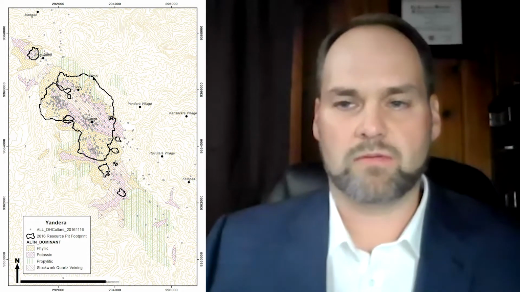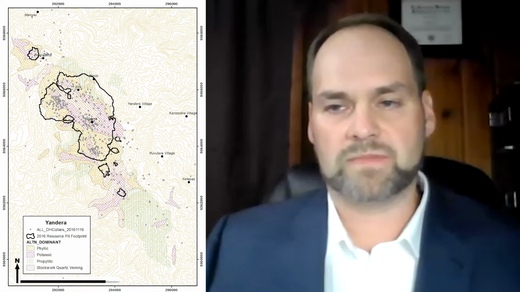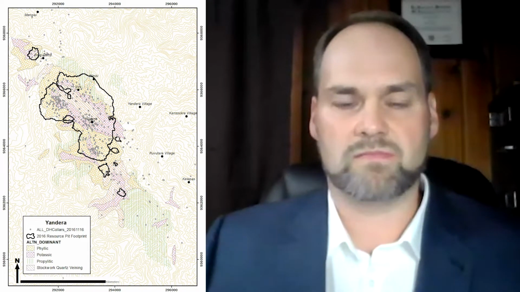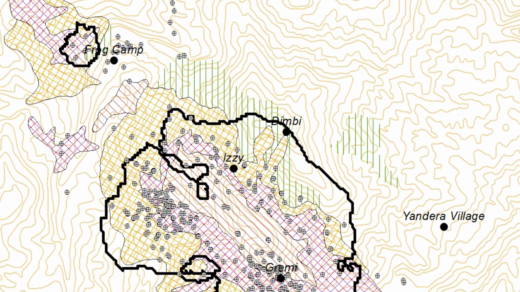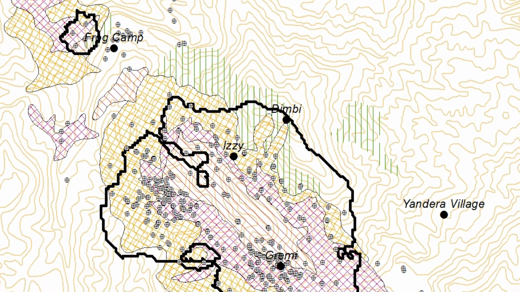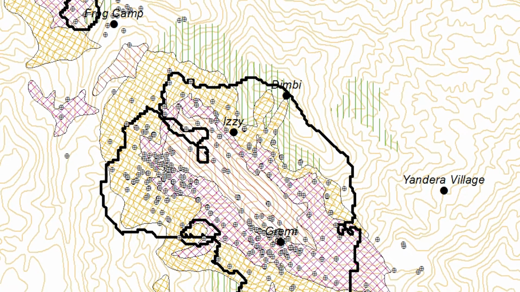At the core or lower in the system is a stockwork, where sometimes the grades aren't as strong. Then around that pink zone there is a potassic alteration, and in many porphyry copper systems the potassic alteration is where much of the better grade lies. Surrounding that at Yandera is also a phyllic zone, and in the phyllic zone there are locally zones where it crosses into the potassic and enriches the grade a little bit.